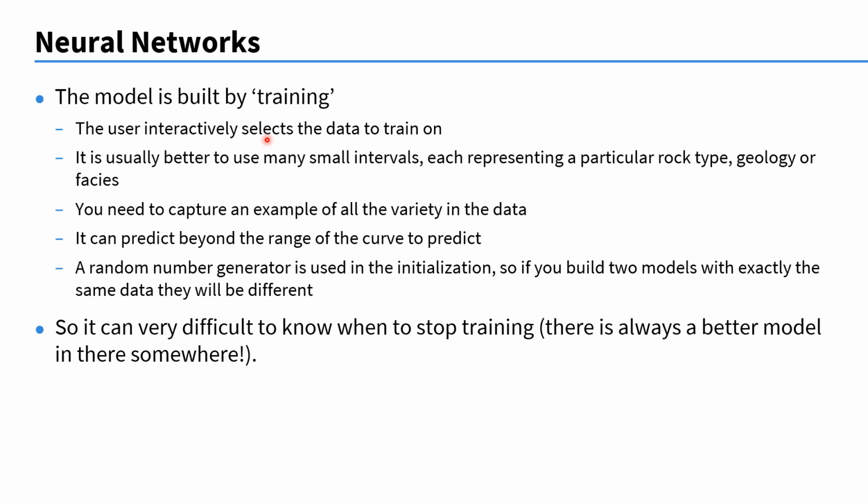This module can predict beyond the range of the curve to predict, but because it's a learning technique, every time you run the module, you get a different result. And sometimes we could overtrain the model, and we wouldn't know when to stop. So it's a bit difficult to know exactly where we can stop so that we don't overtrain the model, because there's always a better model somewhere.